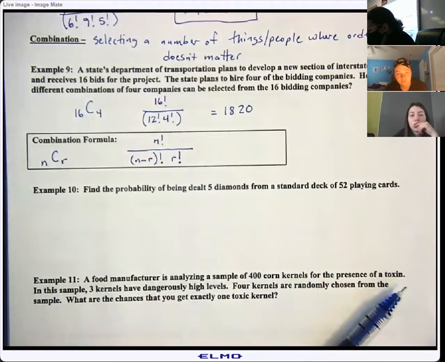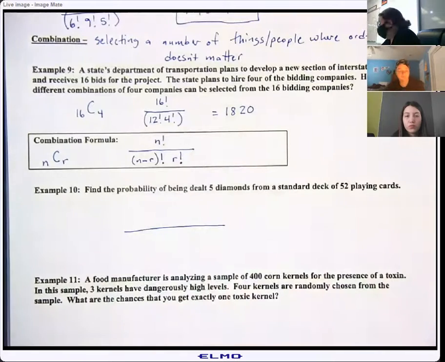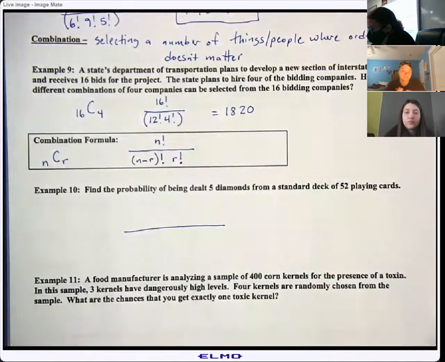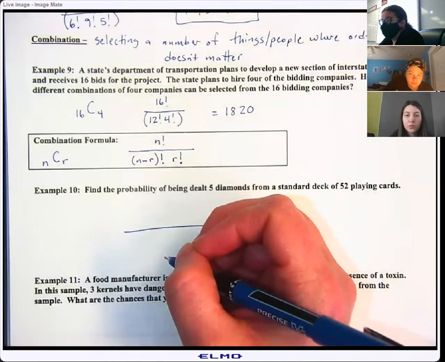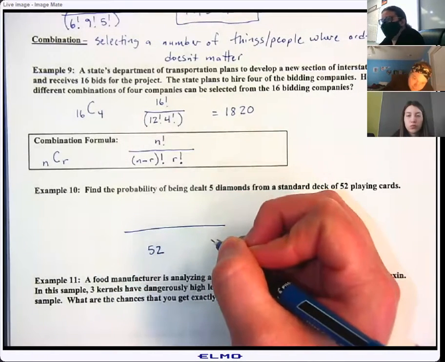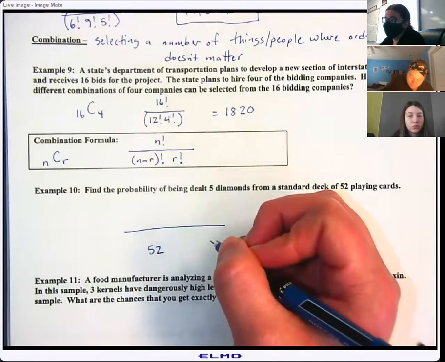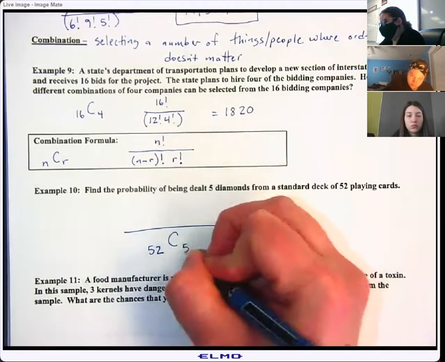Probability of being dealt 5 diamonds from a standard deck of 52 playing cards. This is going to be a little harder now. It's a probability, so there's definitely going to be a dividing sign involved. Let's talk about what number goes on the bottom. How many cards do you have to choose from in a deck? 52. Combination or permutation? Does it matter the order in which you pick them up, or can you rearrange them? You can rearrange. So that's 52 choose 5 on the bottom.